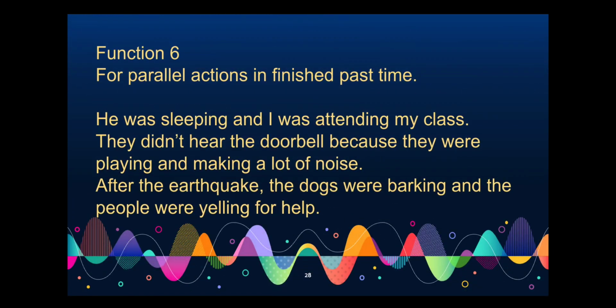Function 6. For parallel actions in finished past time. He was sleeping when I was attending my class. So these two things were happening parallel at the same time. They didn't hear the doorbell because they were playing and making a lot of noise. After the earthquake, the dogs were barking and the people were yelling for help. So both of these actions were happening simultaneously.